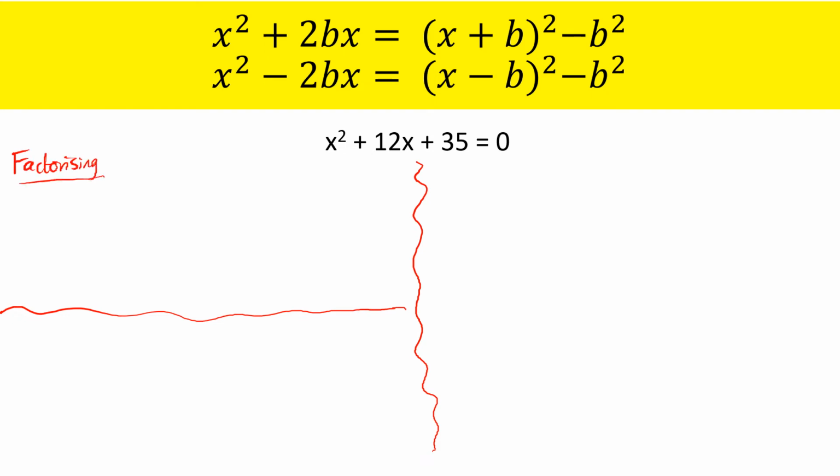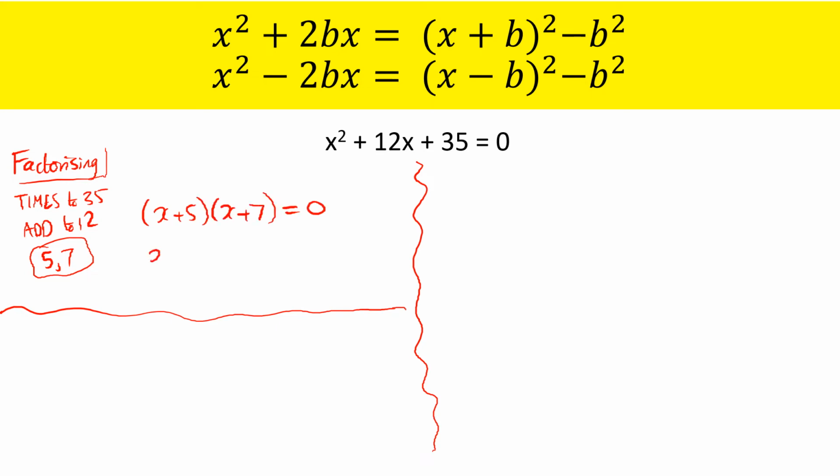If I wanted to solve this through factorizing, what would I want to do? I would want to find two numbers that times to 35, that add to 12, and those numbers are 5 and 7. And I would know that means my brackets are x plus 5 and x plus 7. So my answers are minus 5 and minus 7.